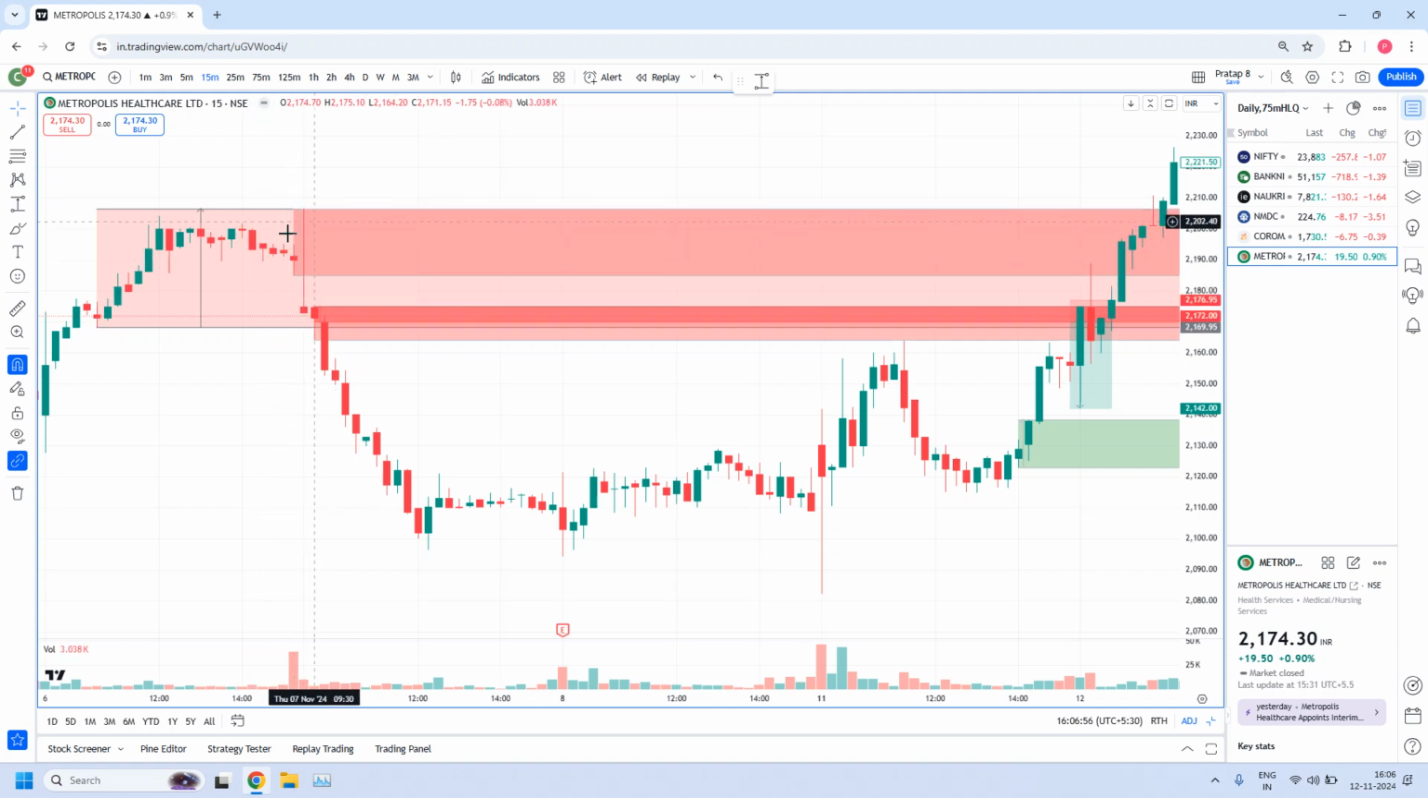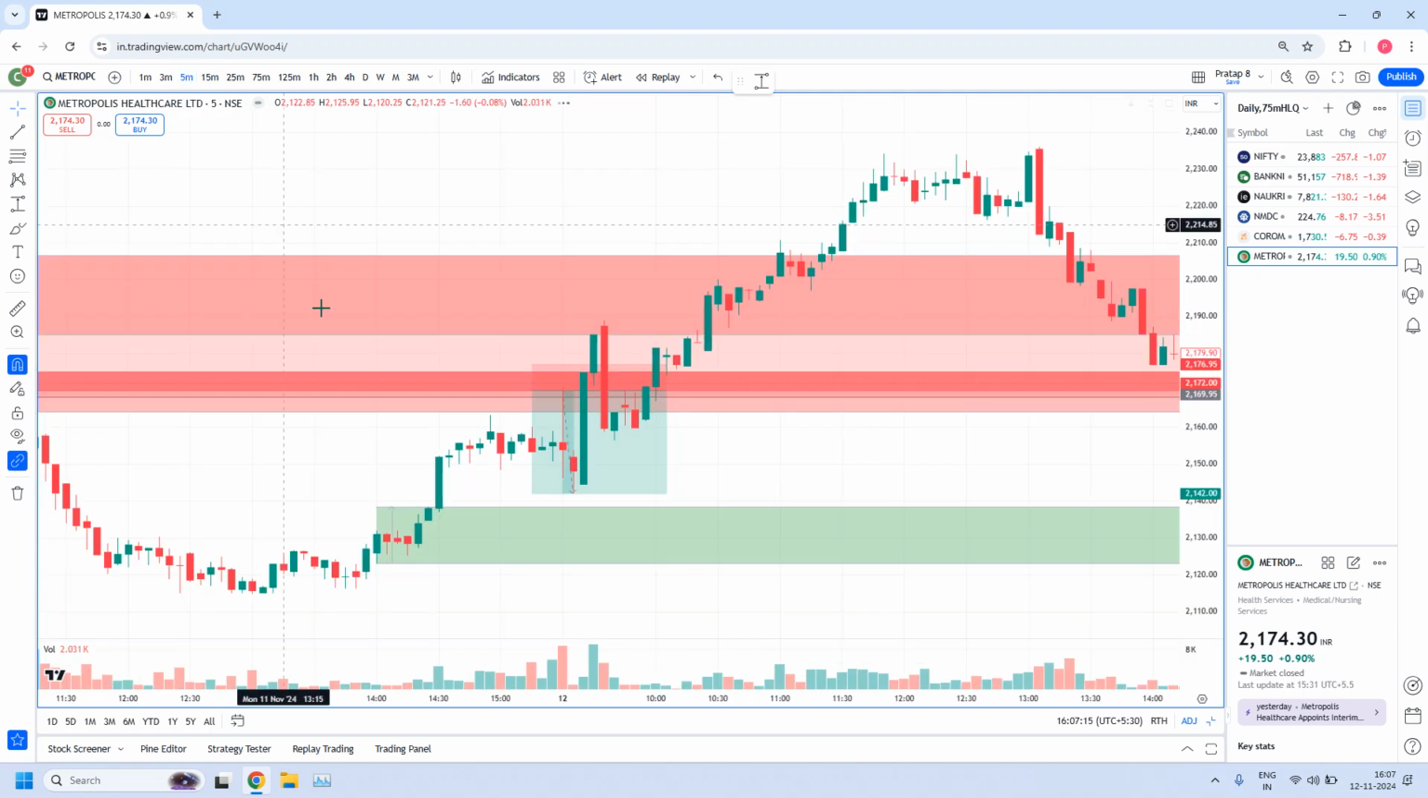For the 15-minute zone, what is our hope? We can find a fine-tuned 5-minute zone here. But if you look into this, we didn't draw any 5-minute zone. That means the structure is not good and this zone will be violated. But here we found a fine-tuned 5-minute zone. So let's identify it by getting into the 5 minutes time frame.